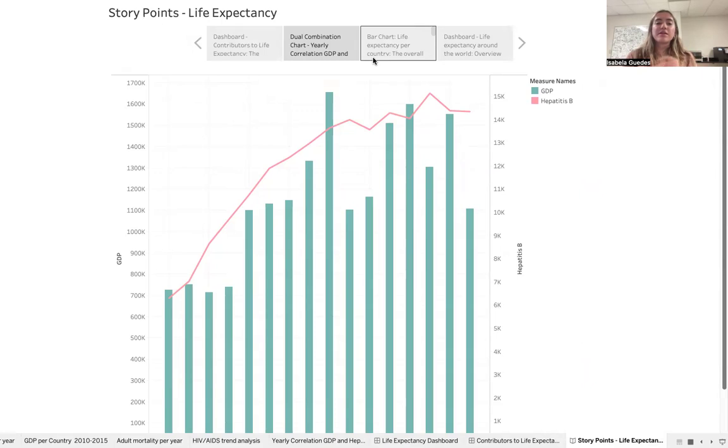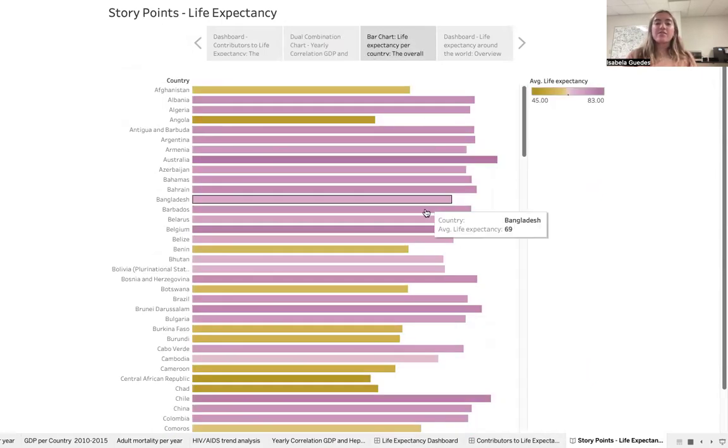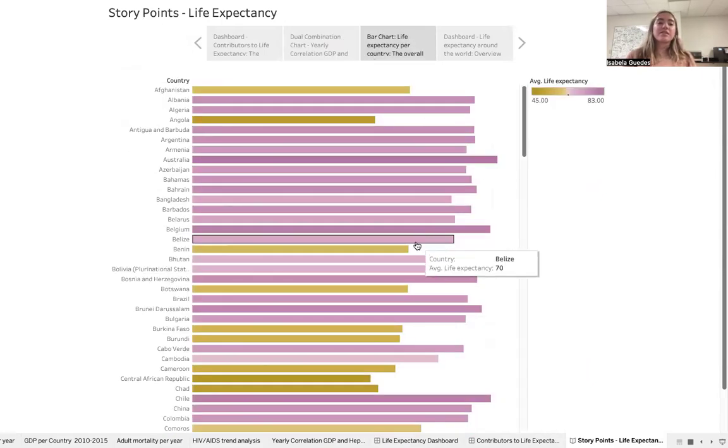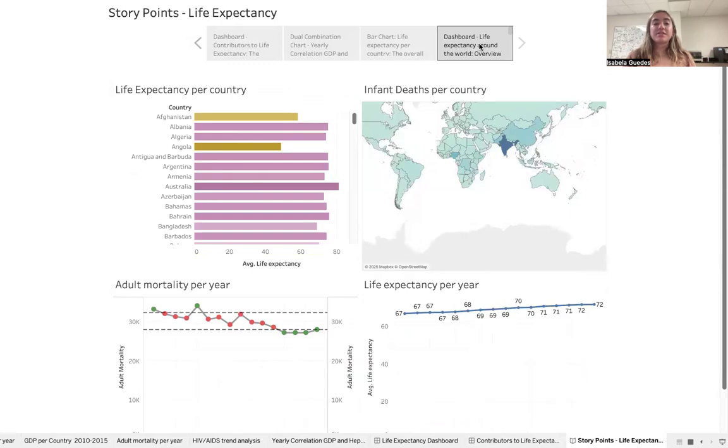And going in over here, we have our third graph. On the story point, after those factors go in, this is the result. We have the life expectancy between the countries. Is it low, is it high? And then we have the dashboard, which shows the other factors that are affected. So not only the general life expectancy per country, but also the infant deaths per country, adult mortality per year, and the life expectancy per year for those countries.